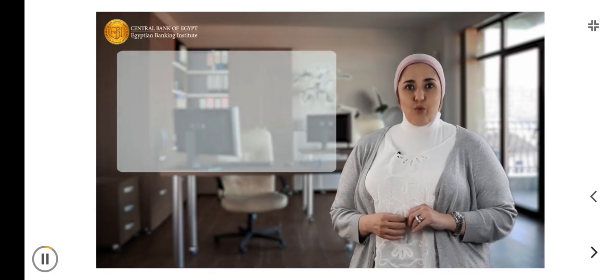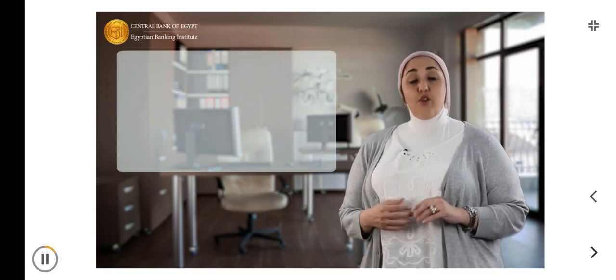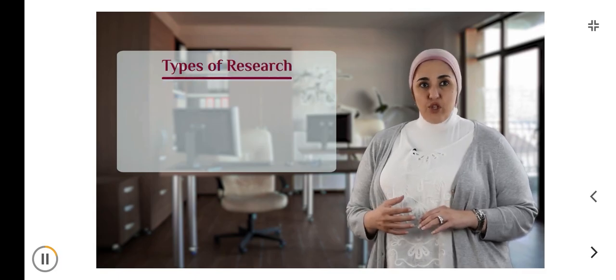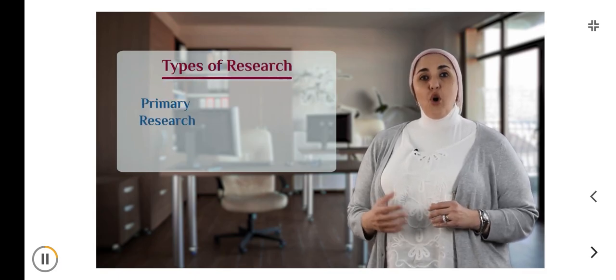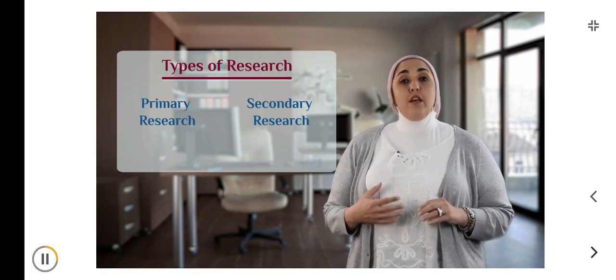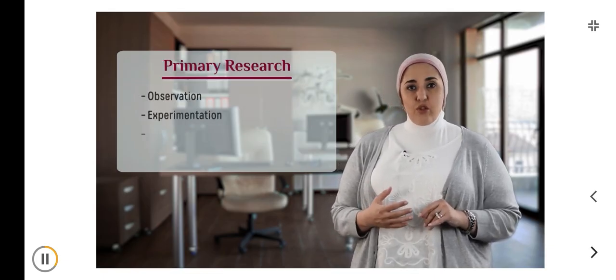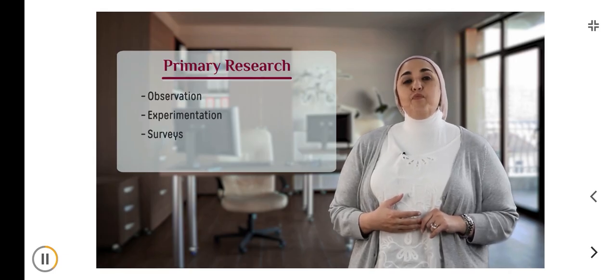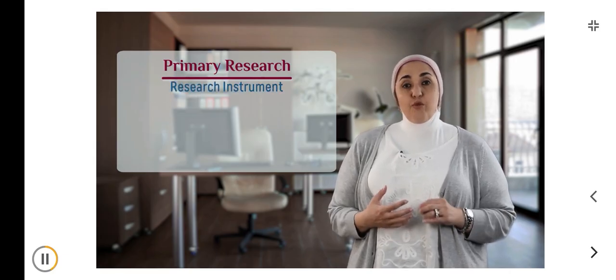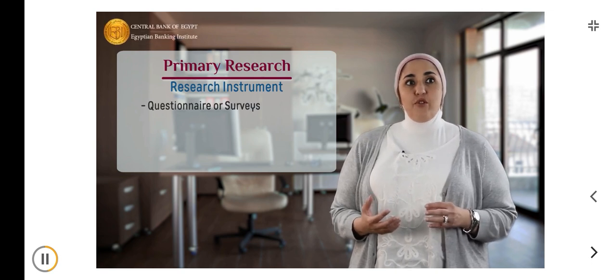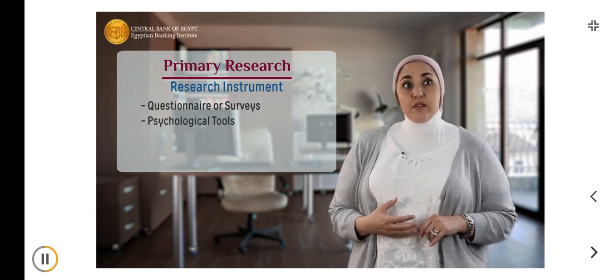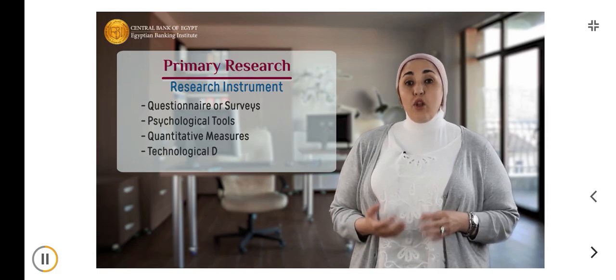If we want to make a successful sales process, we need to know exactly what our customers' needs and wants are. And in order to know this, we can review some research. There are types of research. Either it's primary research or secondary research. The types of primary research are observation, experimentation, and surveys. And the instruments for these types are questionnaires, surveys, psychological tools, quantitative measures, and technological devices.